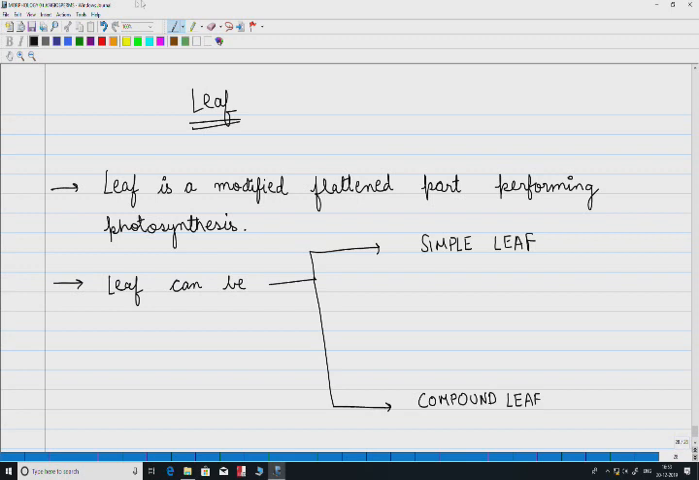So simple leaf, what is a simple leaf? Simple leaf is something which is found in, for example, mango. So mango leaf, you can say it's a simple leaf.